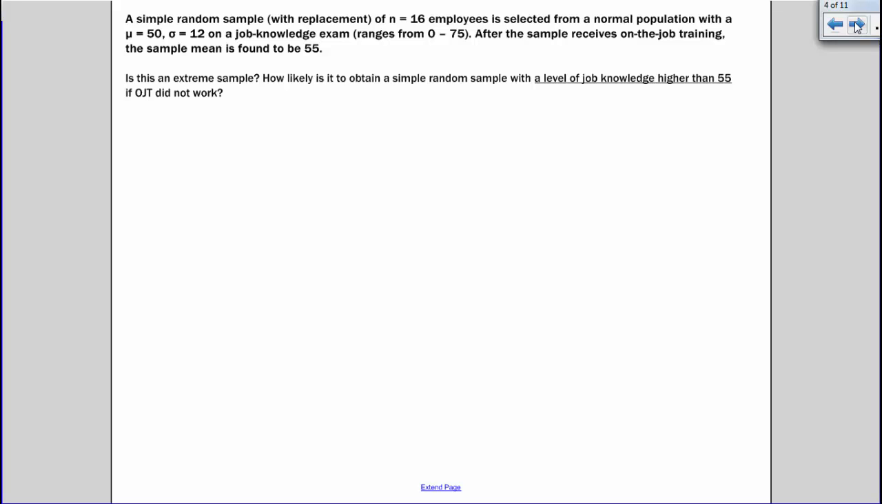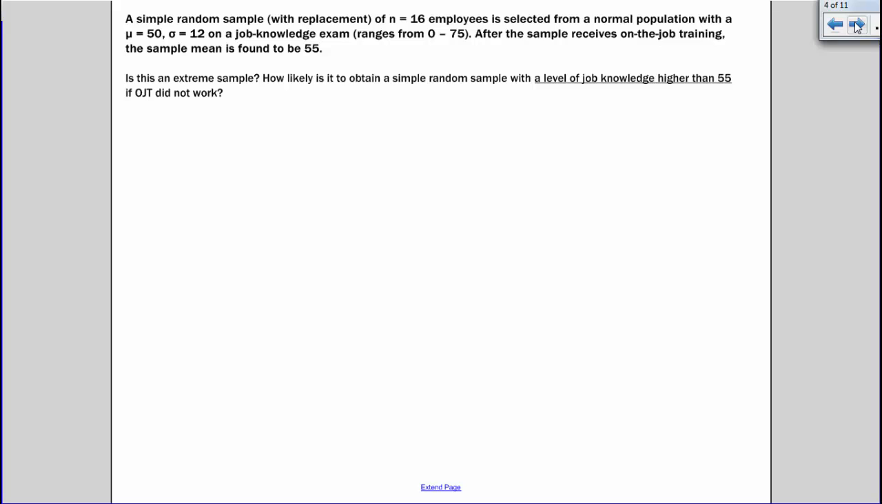So is this an extreme sample? If we take a sample of 16 employees from the population, and let's assume it's normally distributed, so we have a normally distributed sampling distribution, we take these 16 employees, and we give them on-the-job training, and we measure their job knowledge, and we find that their mean is 55.